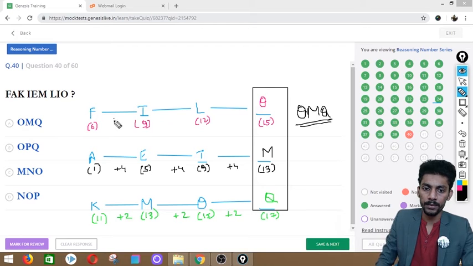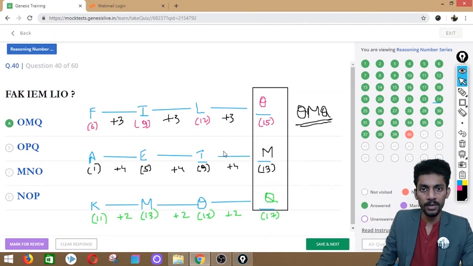Okay. Here what was it? Plus 3, plus 3, plus 3. Next it was plus 4, plus 4, plus 4. Last it was plus 2, plus 2, plus 2. So the answer we got is O and Q. That is option A. Mark option A and go for the next question.